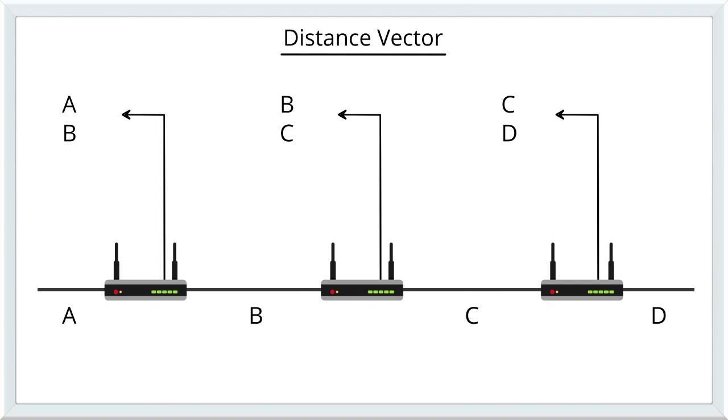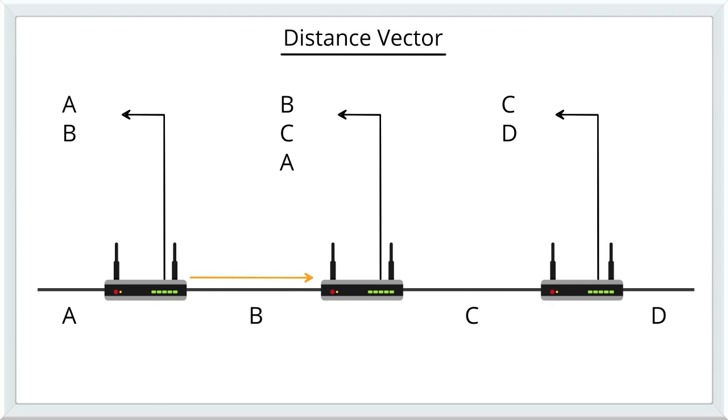Routing information is shared by routers periodically. So first, this router would share the routes it knows about with its neighbor. In this case, it knows about routes A and B. The second router receives this information and looks at its own routing table. It sees that it already knows about network B, but it doesn't know anything about A, so it would add A to its routing table.